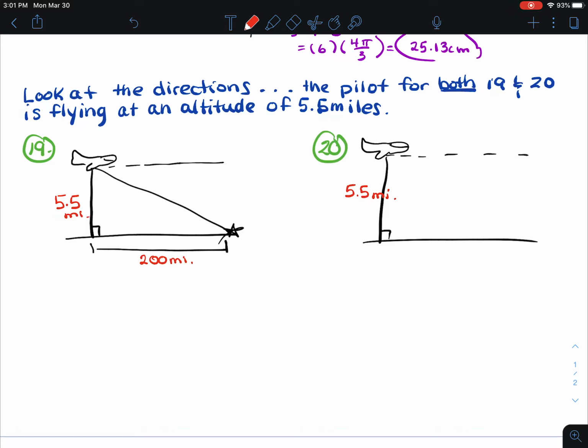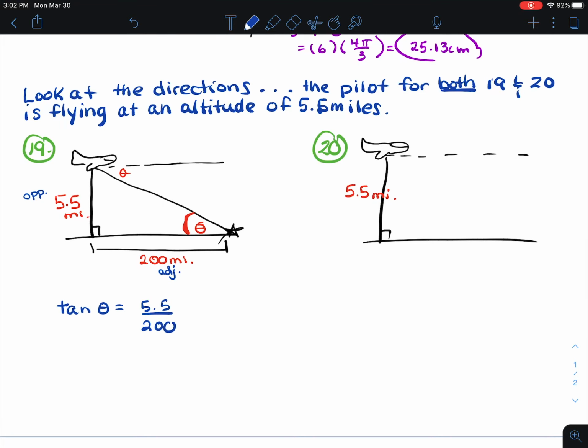Okay, so again, all these problems, they're talking about angles of depression and angles of elevation, and we said that's always the angle down here in the bottom right of your triangle, okay, which again technically is that angle up here. Okay, so if I'm going to set this one up, I'm going to say, okay, well, I know the opposite side is 5.5. I know the adjacent side is 200. That's telling me I should definitely be using tangent in this scenario.